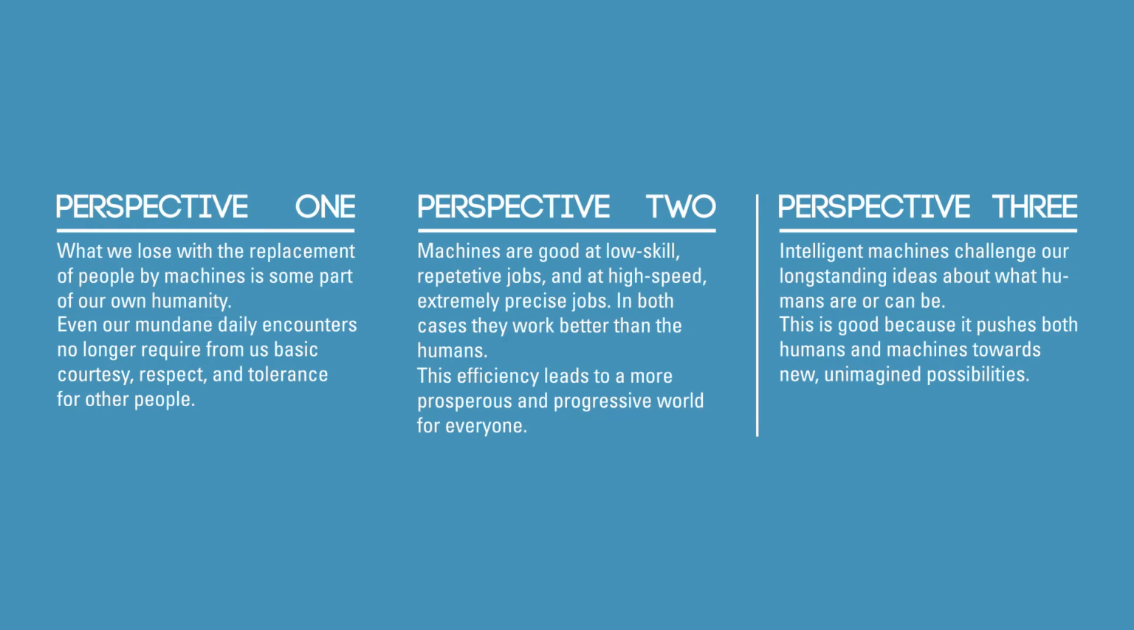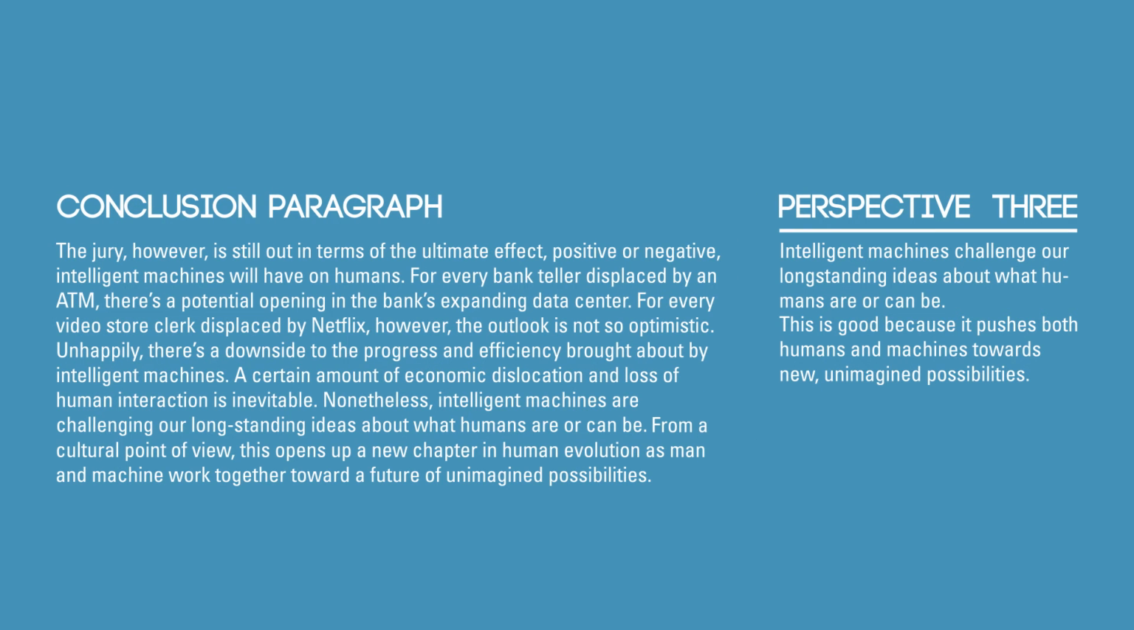The final paragraph in this sample essay does double duty. It both addresses perspective 3 and uses it to emphasize the ambiguity inherent in the prompt. The jury, however, is still out in terms of the ultimate effect, positive or negative, intelligent machines will have on humans. For every bank teller displaced by an ATM, there's a potential opening in the bank's expanding data center. For every video store clerk displaced by Netflix, however, the outlook is not so optimistic.